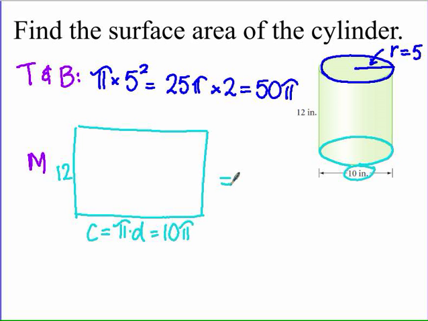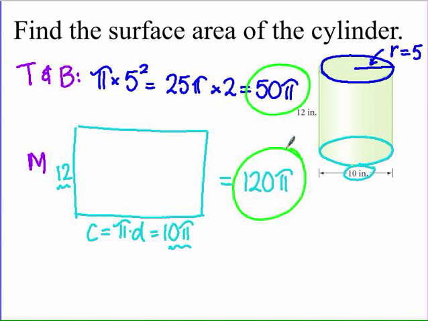So what will the area of that middle sheet be? 120 pi. How I got that? I took 12 times 10 pi. Last but not least, I just need to add this and this, which gives me 170 pi. Label is inches squared.